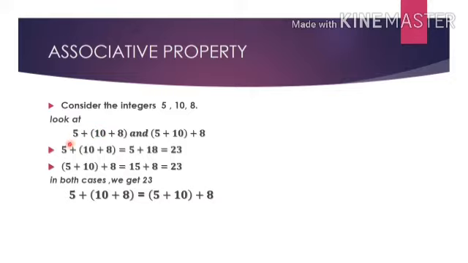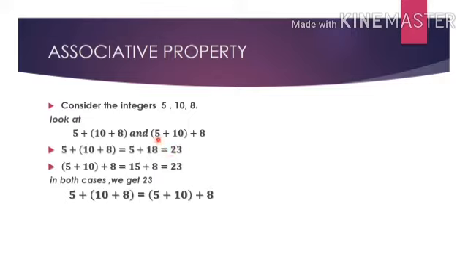Okay, first we consider 5 plus (10 plus 8). We add the second and third integer. 10 plus 8 is 18, and the first integer remains 5. 5 plus 18, the answer becomes 23.